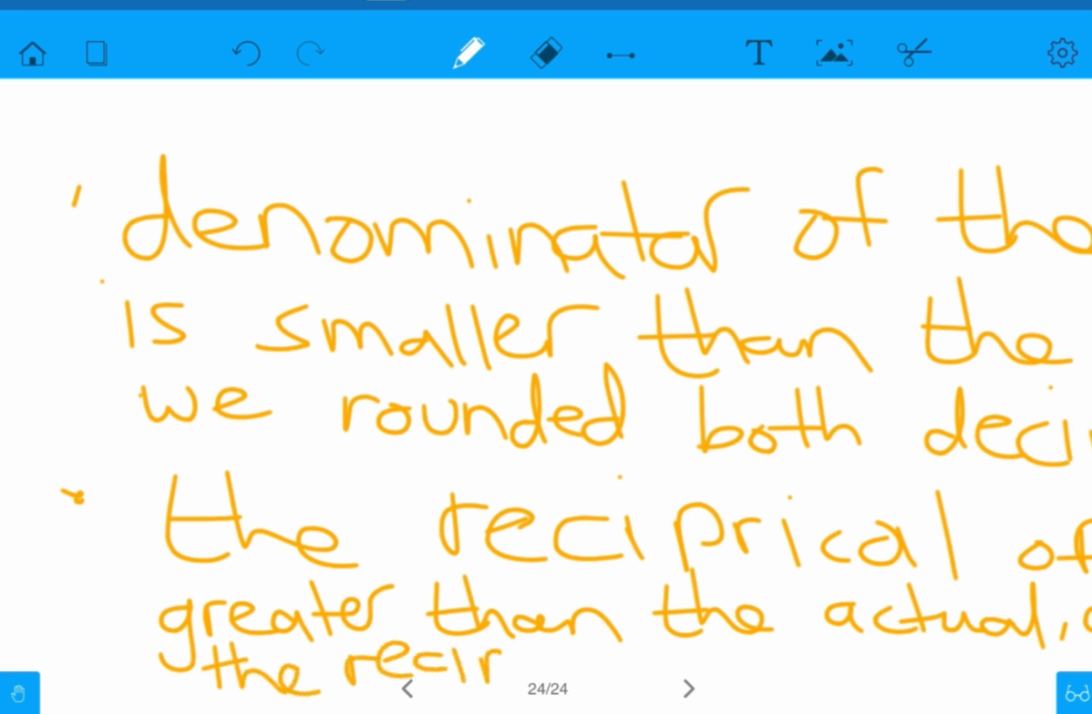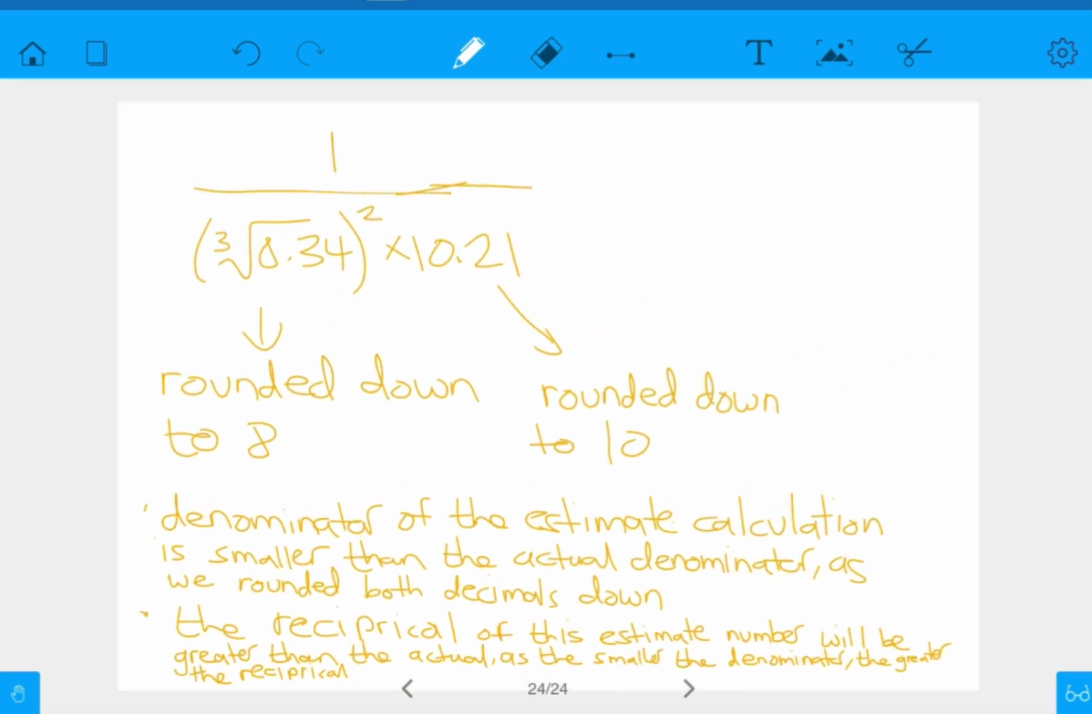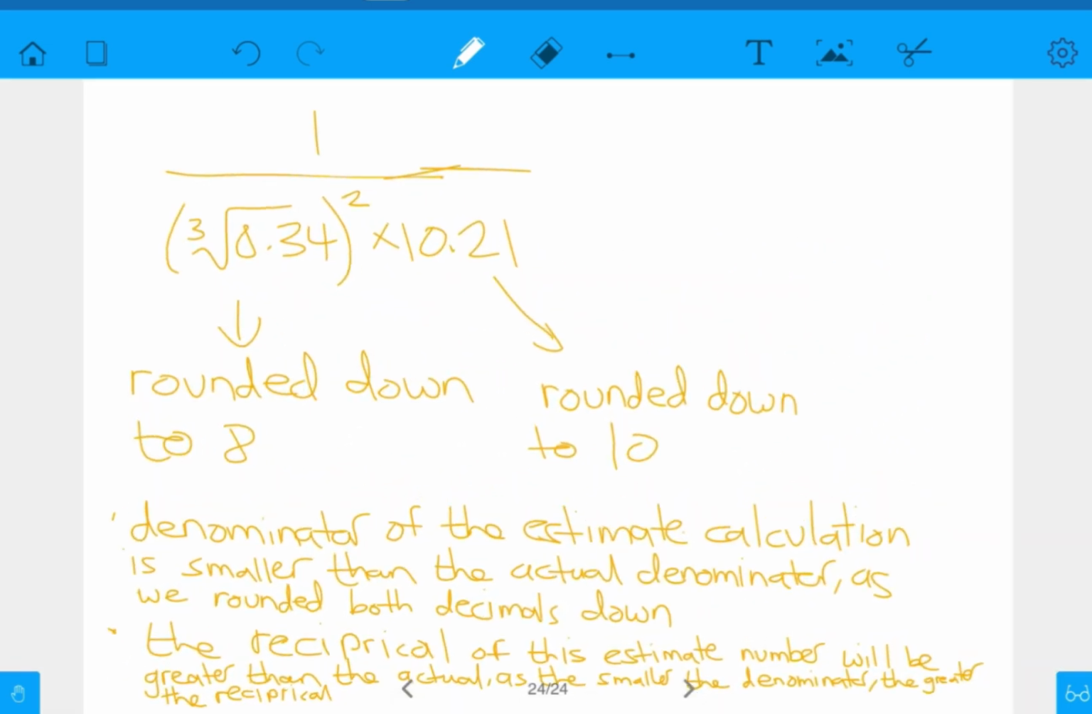So this is a lengthy explanation, and in reality you'd write this in a shorter form, but the gist that I want to get to is that we worked out the estimate for the denominator that was less than what the actual denominator would have been, because we rounded both the decimals down. And so when we work out the reciprocal of this, then 1 divided by a small value would give you a larger number.